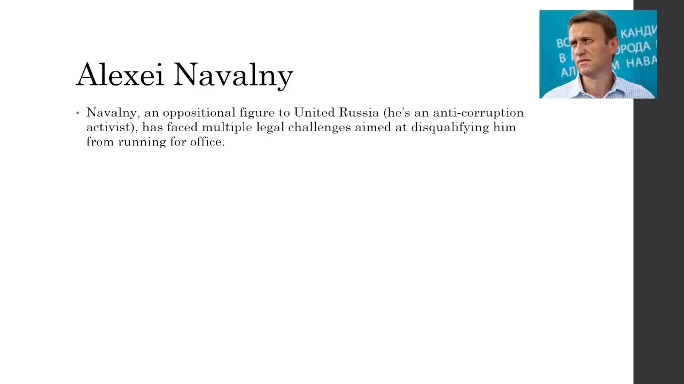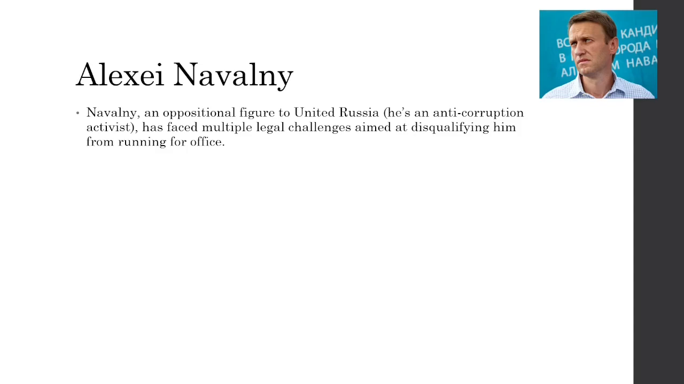We're going to look at some examples. So our first example is Alexei Navalny. I believe that's how you say it. So that's him in the top right corner. He looks pretty serious. Navalny was an oppositional figure to United Russia as part of a different party. He was an anti-corruption activist, definitely opposition to United Russia.